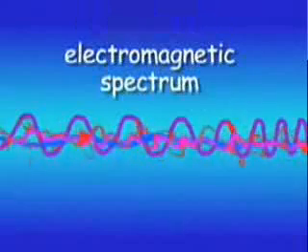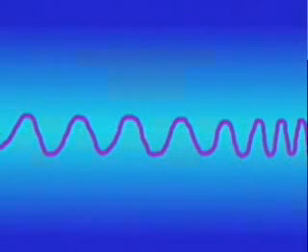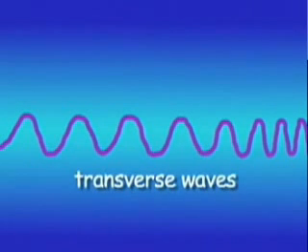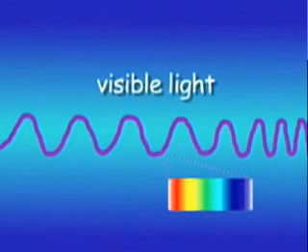The vibrating electric and magnetic fields make light a part of the electromagnetic spectrum. These waves can travel through the emptiness of space as a form of radiation. They travel as invisible transverse waves. Visible light only makes up a very small part of the electromagnetic spectrum.